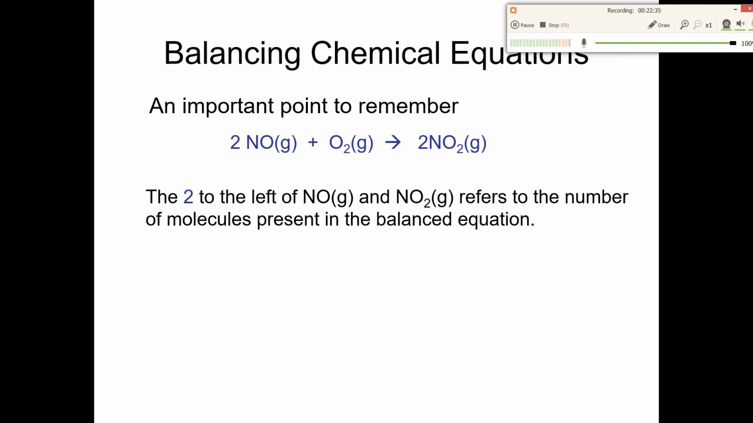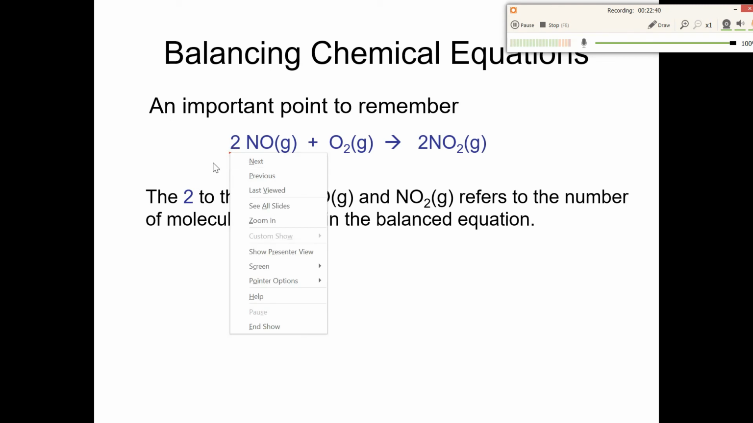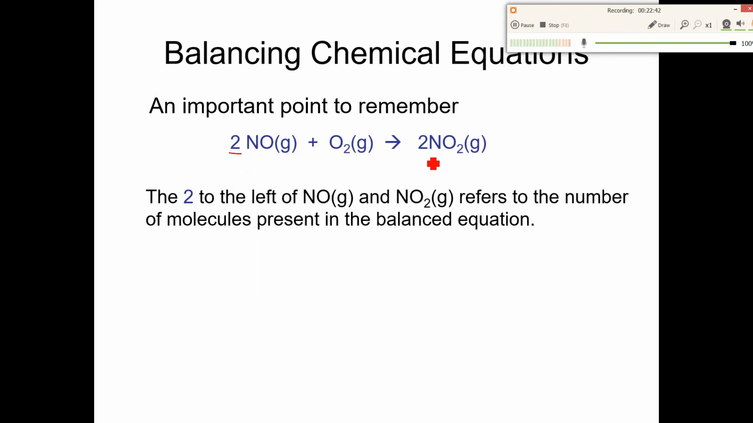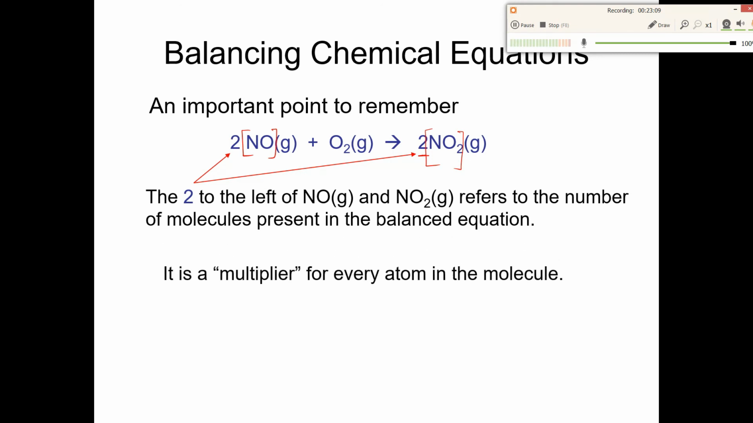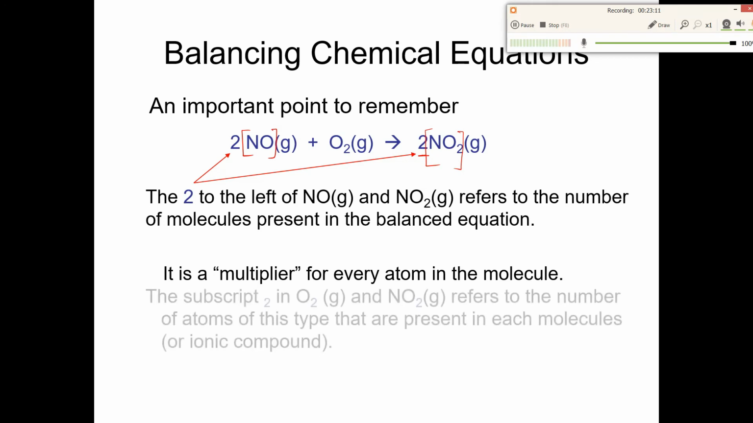So if we put a numeral value of 2 on both sides, in front of nitrogen monoxide on the reactant side and in front of nitrogen dioxide on the product side, then we find that this equation becomes a balanced one. The 2 to the left of nitrogen monoxide and nitrogen dioxide refers to the number of molecules present in the balanced chemical equation, and this numeral value 2 is a multiplier for every atom in the molecule.